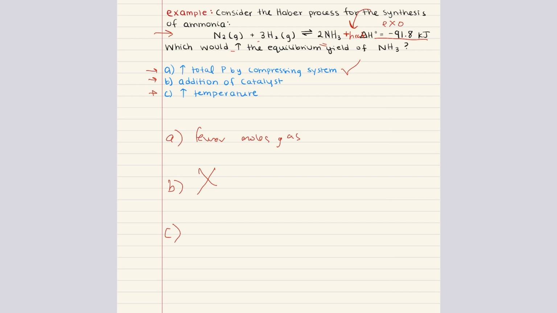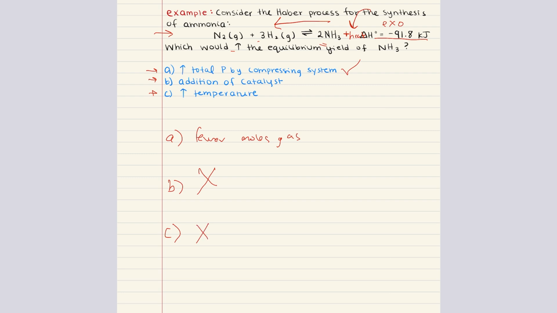If we're adding product, our system's going to shift to the left and favor the formation of reactants to reestablish equilibrium. So that would mean that by increasing temperature, we're going to shift the equilibrium to the left, favoring the formation of reactants, not products. So this change would actually lower the equilibrium yield of ammonia, which is not what this problem is asking.